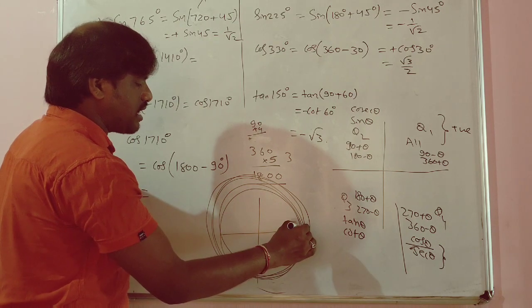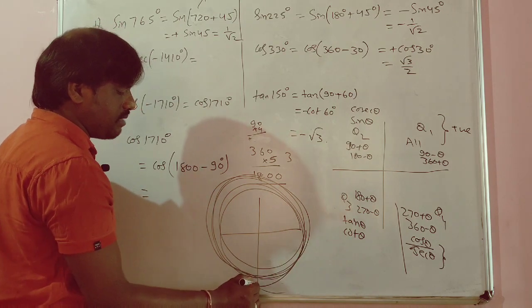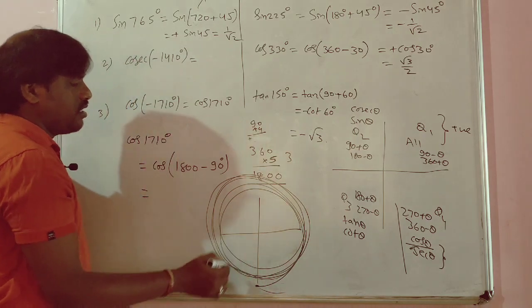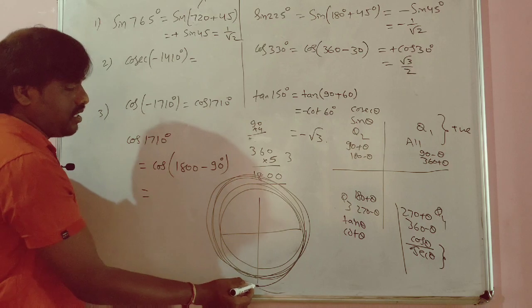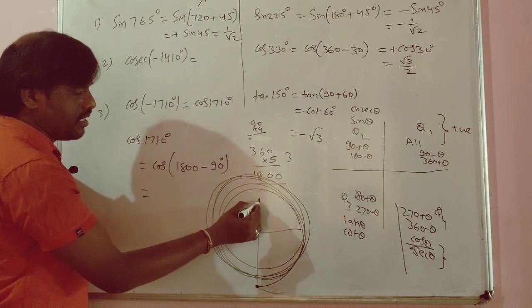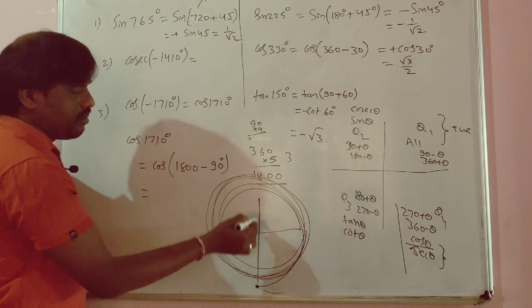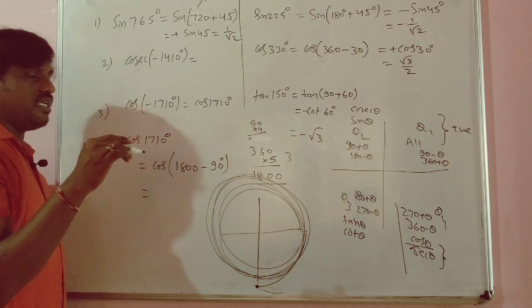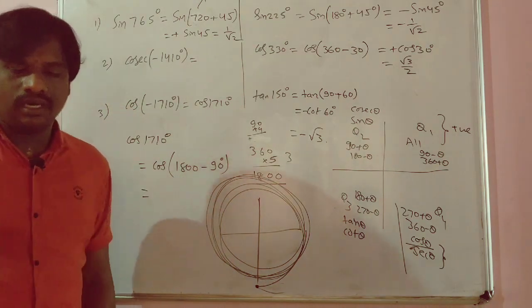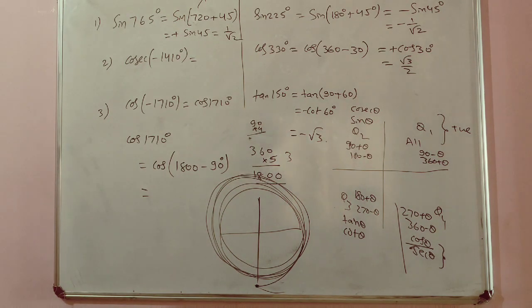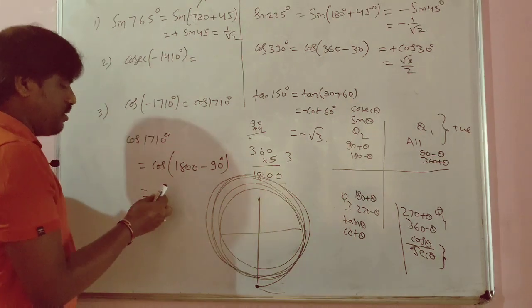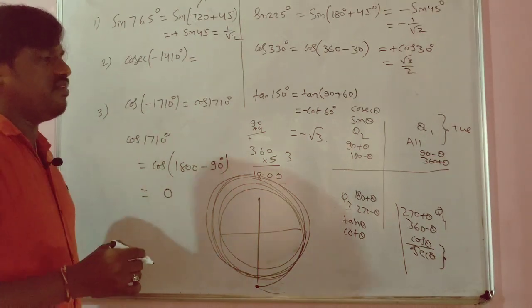After 5 times, it is coming back minus 90, so it is coming exactly on this line. So here I am getting the value at 270, sorry, not 720. Cos of 270 is how much? 0. So this value is 0. Like this we will find.